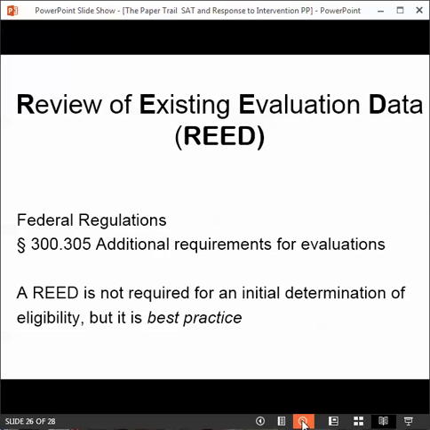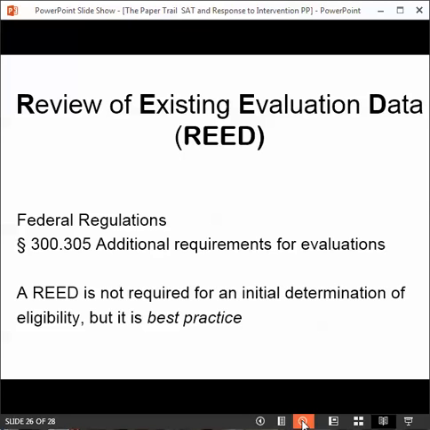A big piece of the process is the read. The SAT can complete a read or a review of existing evaluation data, so what data is available right now to look at for the student, without consent from the parent, as this is an information gathering process and not an evaluation. Once again, hopefully the parent has been brought into the process. The read's not required for an initial determination for eligibility, but it is best practice.